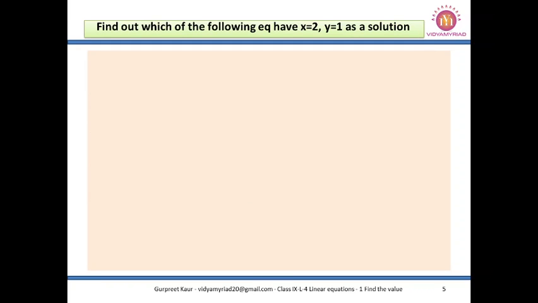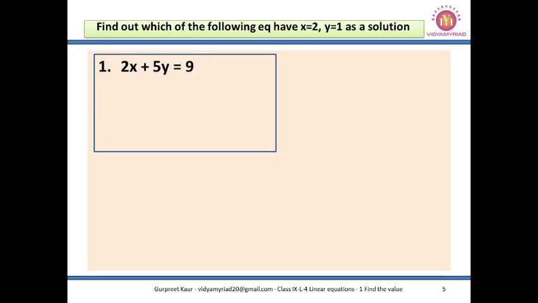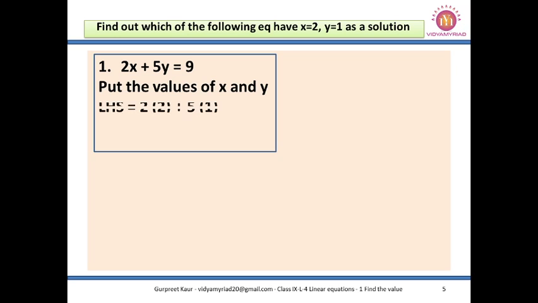Now find out which of the following equations have x is equal to 2 and y is equal to 1 as a solution. Here you are given an equation. What you are going to do is put the value of x and the value of y in the equation and see whether your left hand side is equal to your right hand side or not. So let us see over here. When we put the values, you are getting your left hand side as 9, which is equal to your right hand side, which means that yes, x is equal to 2 and y is equal to 1 are the solution of the equation 2x plus 5y equal to 9.